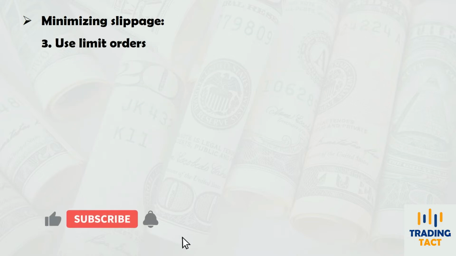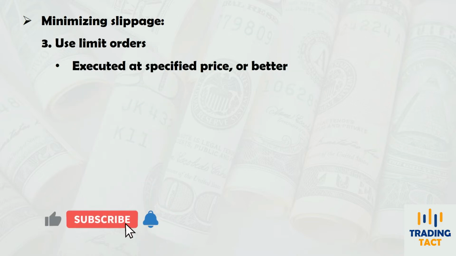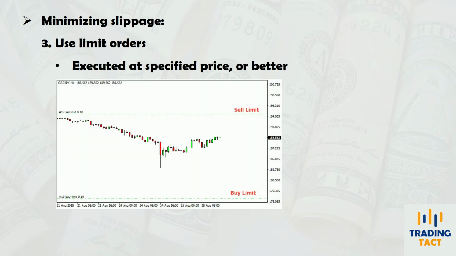Next, you can use limit orders. A limit order is only executed at the price you specify or better. A buy limit is placed below the current market price, while a sell limit is placed above the current market price. Unlike market orders and stop orders, limit orders won't fail at a worse price.